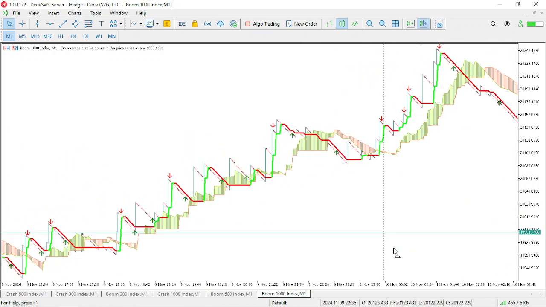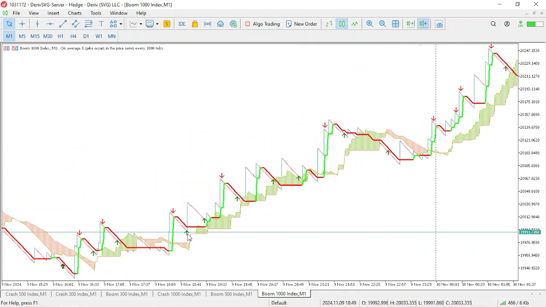Decent. So can you see above the cloud? Yes, cool. Above the cloud is a strong indication of a buy trend.